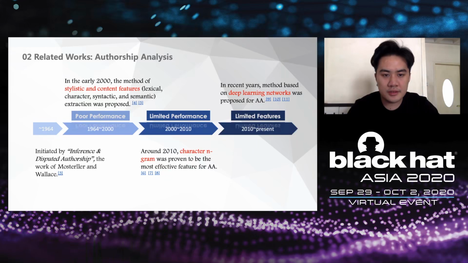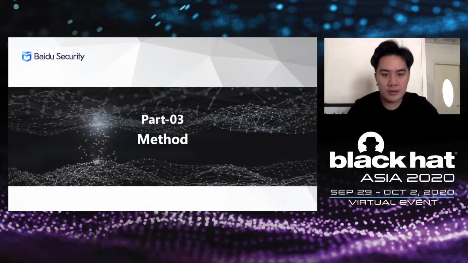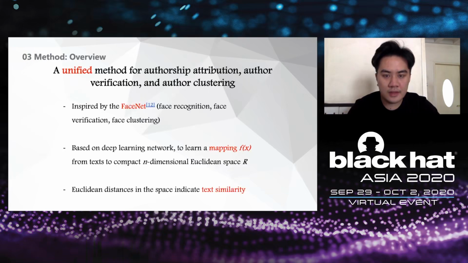The story does not end there. Although our method is also based on deep learning networks, what's new about it is that it satisfies all three needs in authorship analysis. Let me show you how we did it. First, we were inspired by FaceNet, which is a unified method for face recognition, verification, and clustering. Well, it has achieved a big success in computer vision.